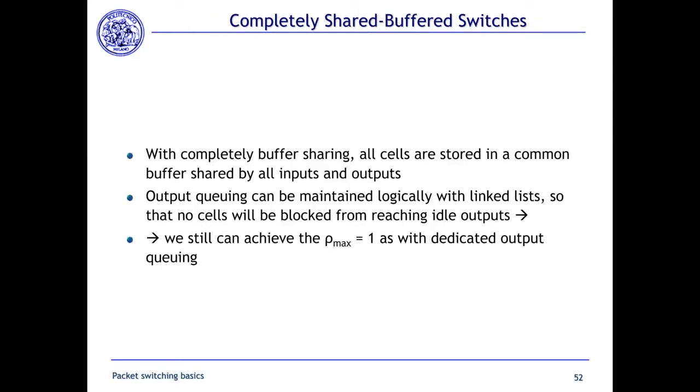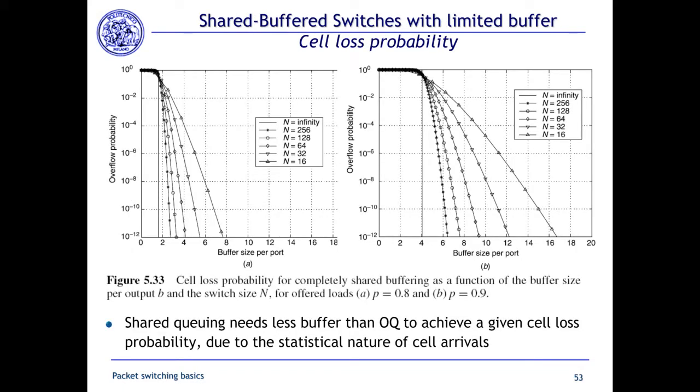The analysis about throughput can be done also in the shared buffer case. With complete buffer sharing, the cells are stored in a common buffer. That is one of the possibilities that we have covered last time. And also in this case we can achieve a throughput equal to 1 because we have basically the absence of the head of the line blocking problem.